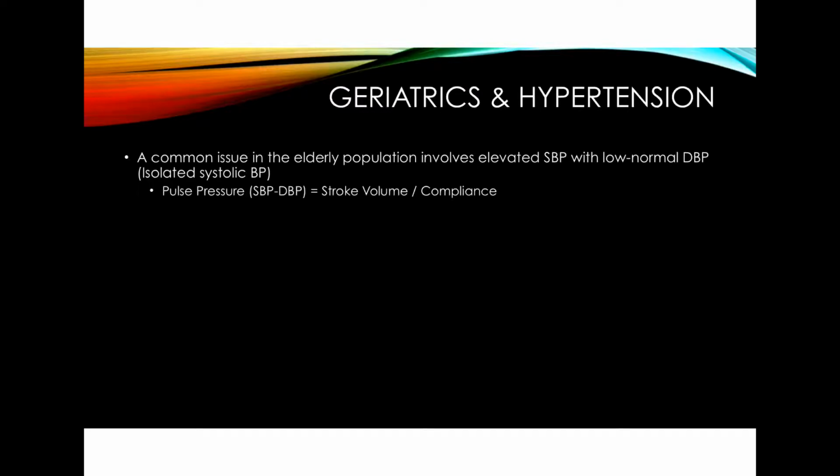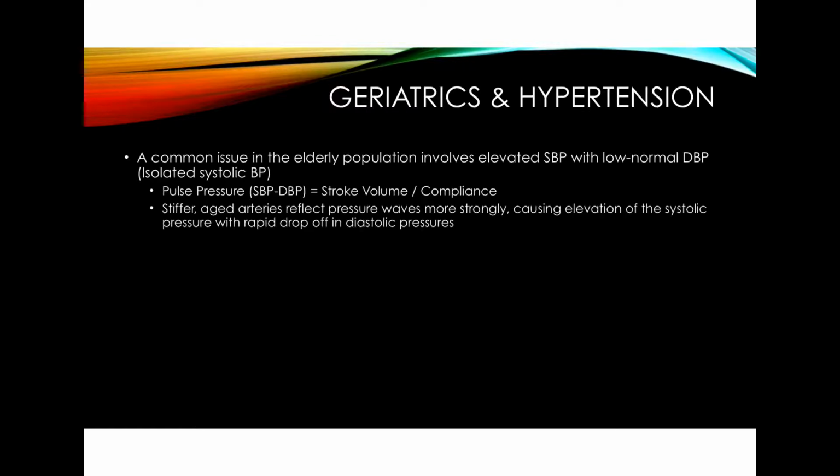This happens because the pulse pressure, which is the difference between the systolic and diastolic pressure, is given by the stroke volume generated by the heart divided by the compliance of the blood vessels. As people age, the compliance of the blood vessels goes down, and the vessel walls become more stiff. These stiffer vessel walls reflect pressure waves generated by the heart more effectively, and these pressure waves, when they're reflected, constructively interfere with each other to raise the systolic blood pressure.